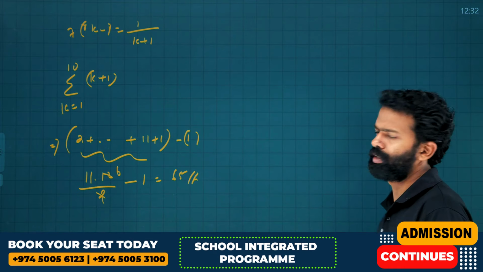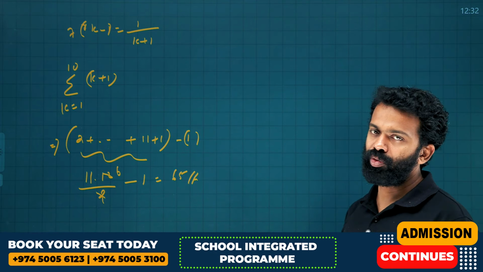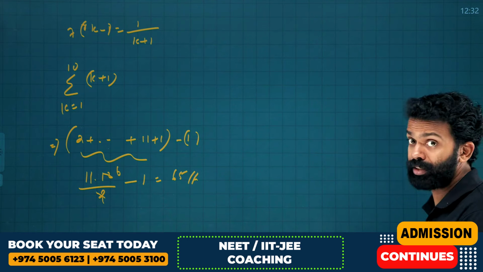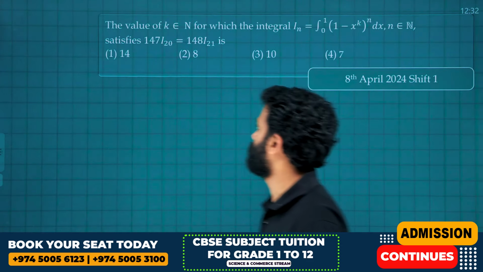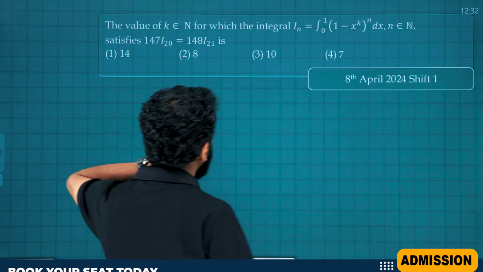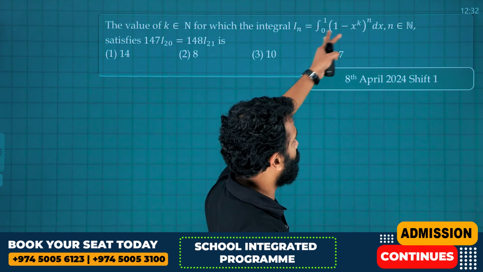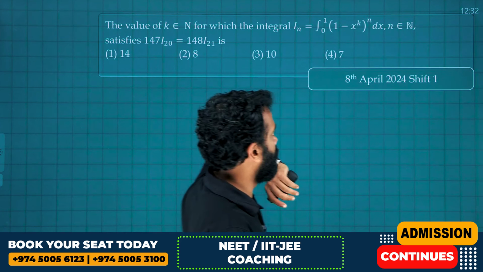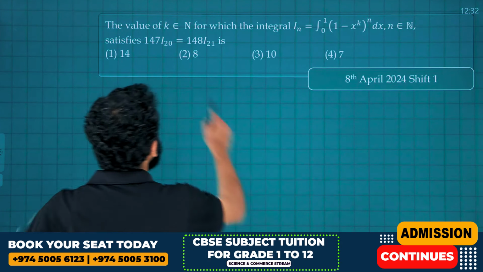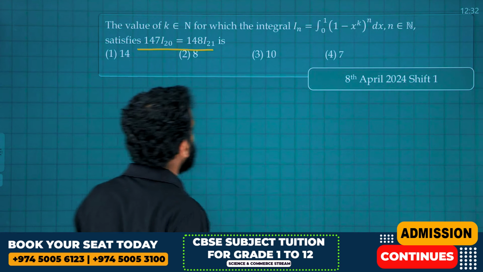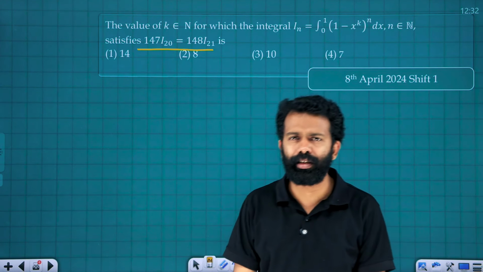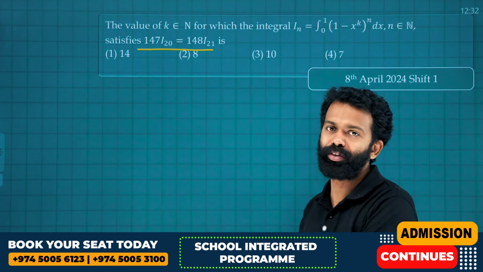Okay, very easy and doable question. Hope you got the idea regarding this one. And next question. Okay, 2 more questions are left. Next question. Find the value of k, an element of N, for which the integral I_n is equal to the integral from 0 to 1 of (1 minus x^k) the whole raised to n dx, where n is an element of natural numbers, satisfying 147 I_20 equals 148 I_21, exactly like the previous question.